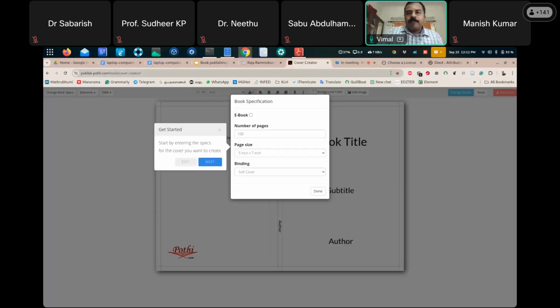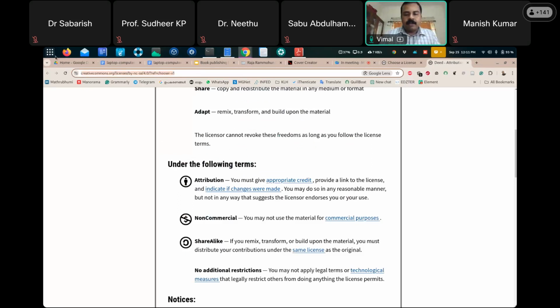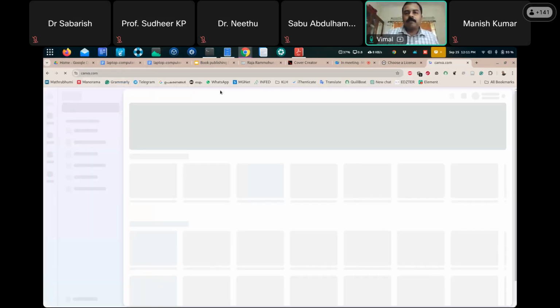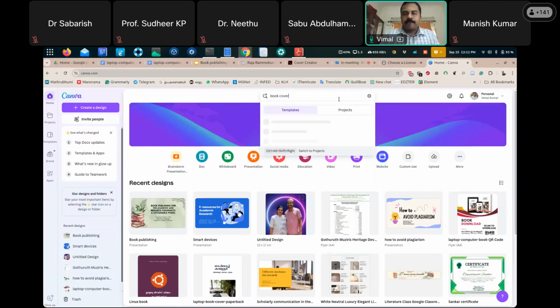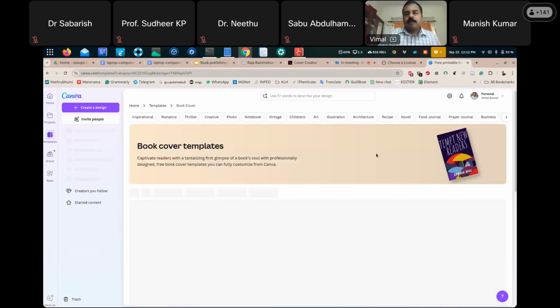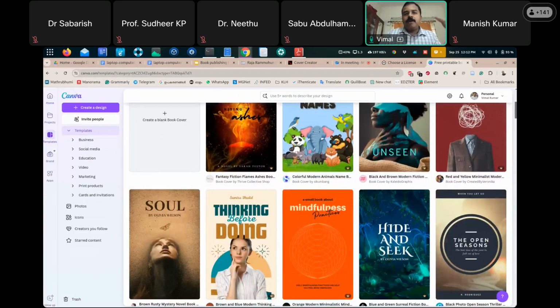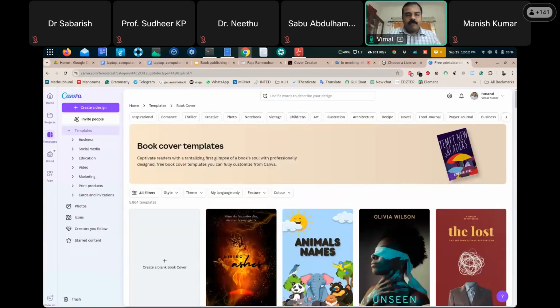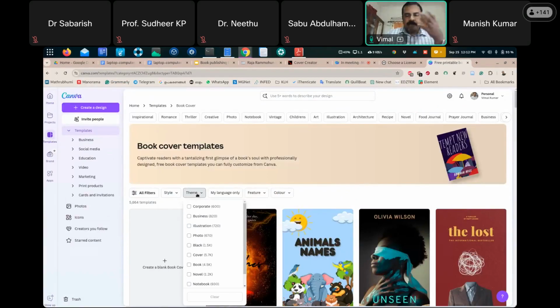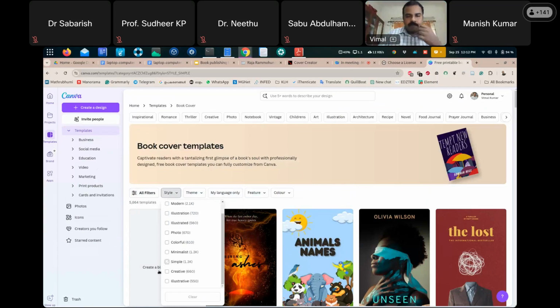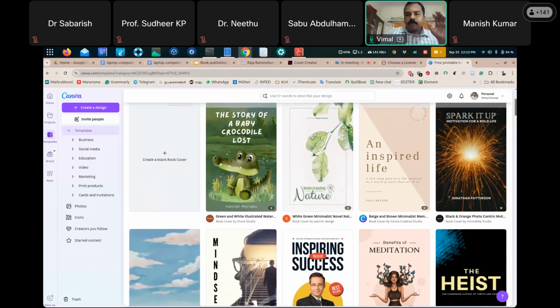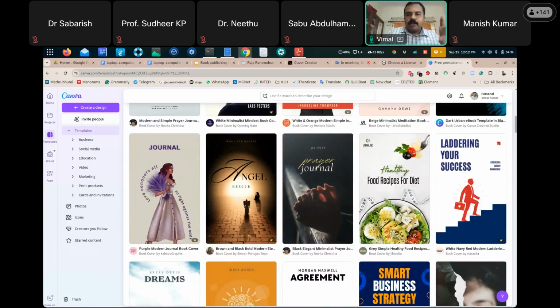You can create a beautiful cover using design platforms like Canva. They have so many templates available for book covers, suitable for different kinds of books. We can filter by style, modern, or otherwise if it's a technology book. Find a cover template suitable for your book, click on the template, make changes based on your book, and you can export the cover in JPG format.